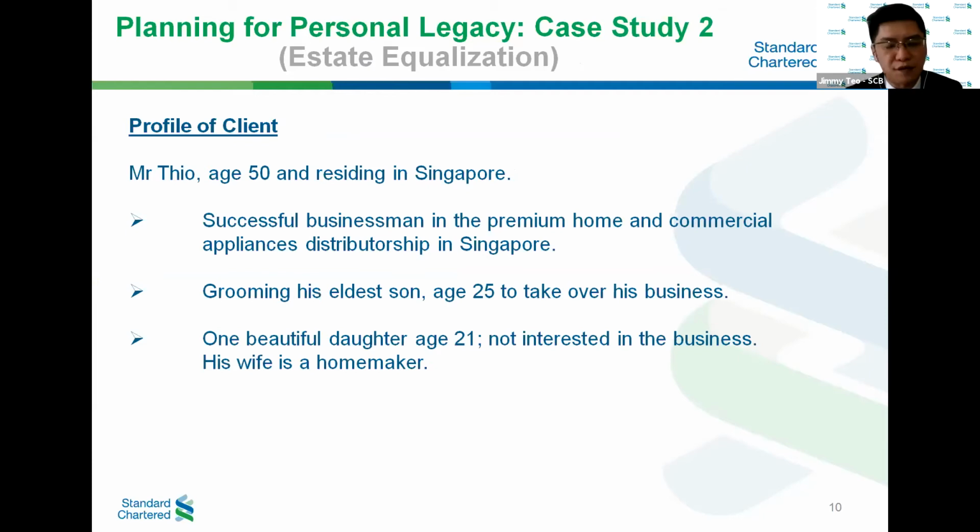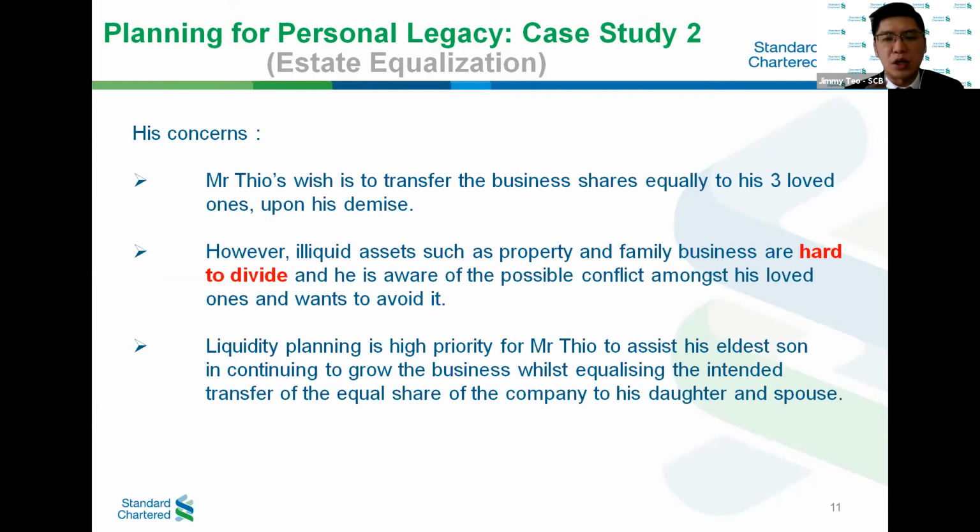He has an eldest son, 25. He wants to let him take over his business. One beautiful daughter, age 21, not interested in the business. Wife is a homemaker. So his wish is, I want to make sure that everything is divided equally among the three of them. But it's extremely difficult to ensure that the property and the family business can be divided quite equally, right? Because these are very illiquid assets and it's hard to divide.